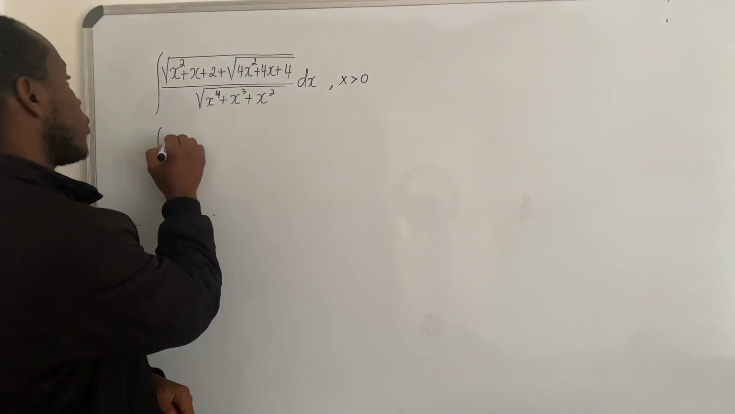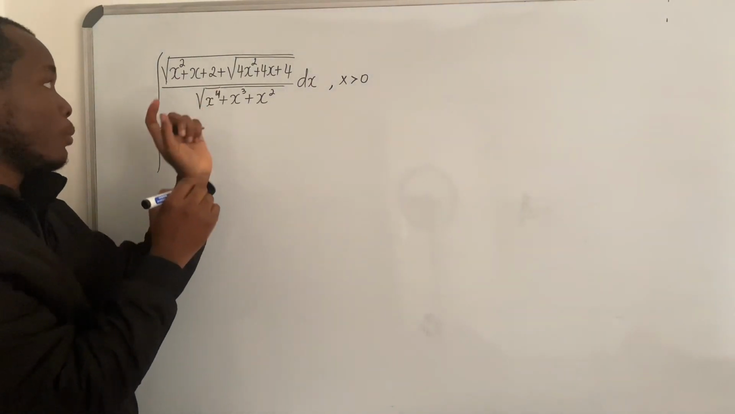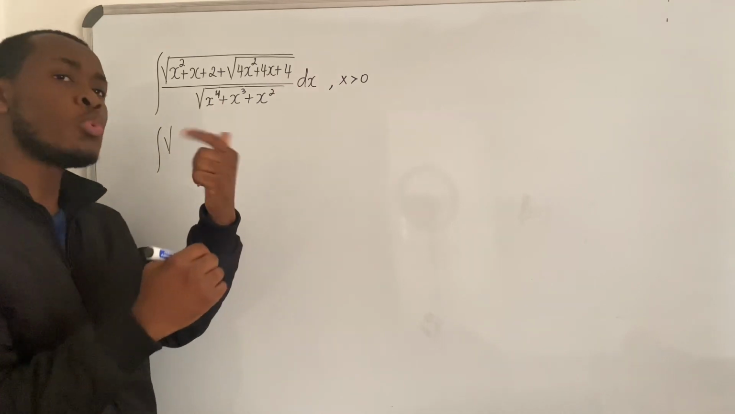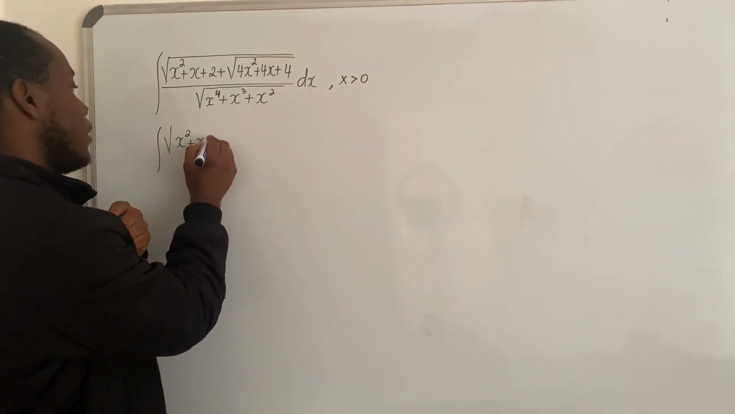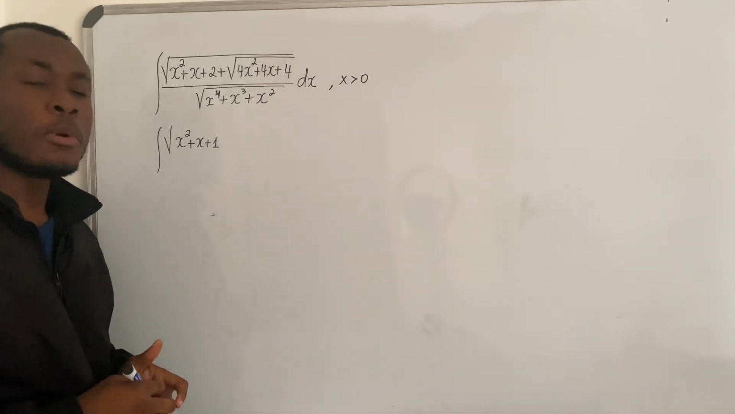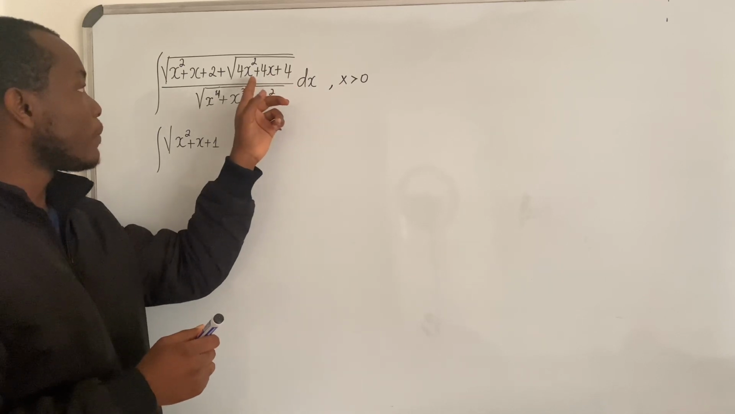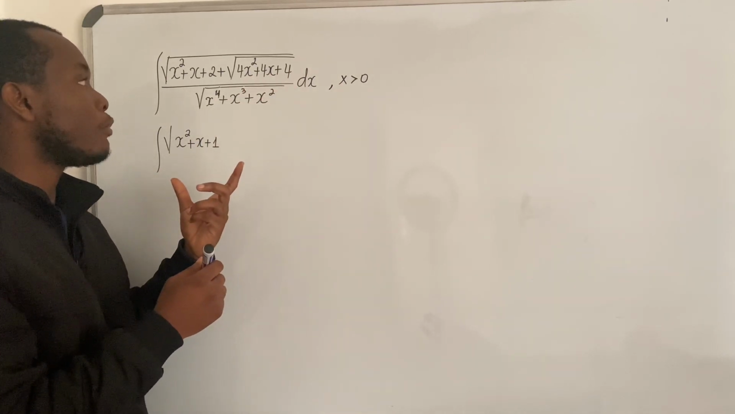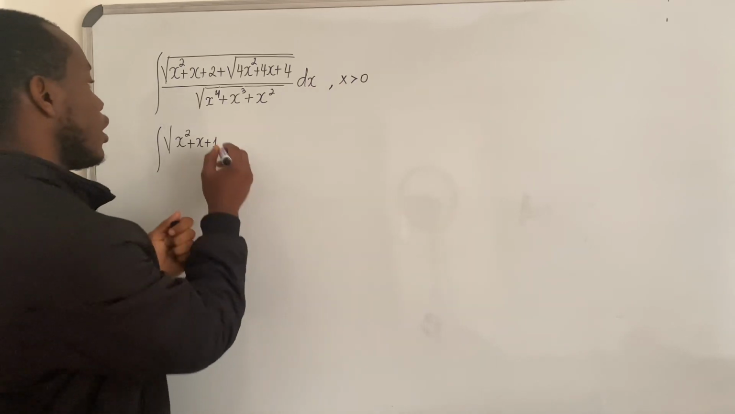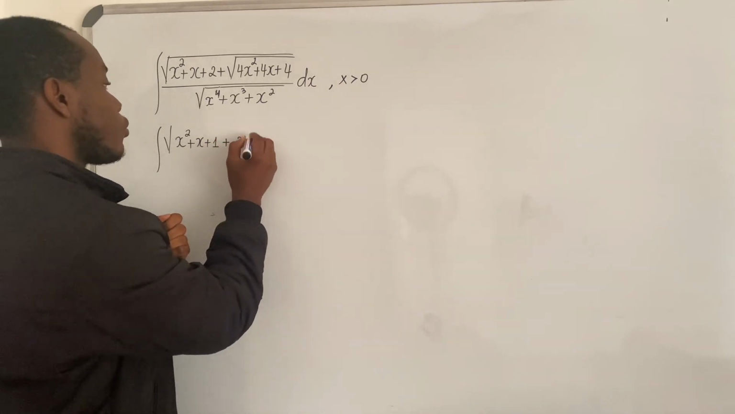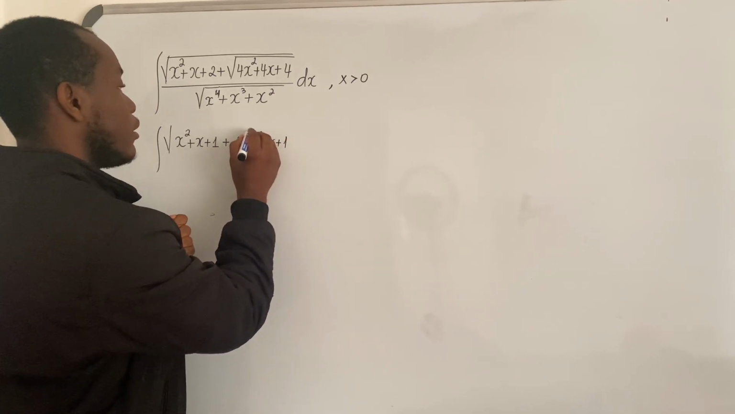We're going to have the square root of x squared plus x plus 2. I can say this 2 is 1 plus 1, so I'm going to have x squared plus x plus 1. And where does the other one go? We will show you where it goes. If we factorize 4 here, that means the square root of 4 will come out as 2. So we're going to have plus 2 square root of x squared plus x plus 1.